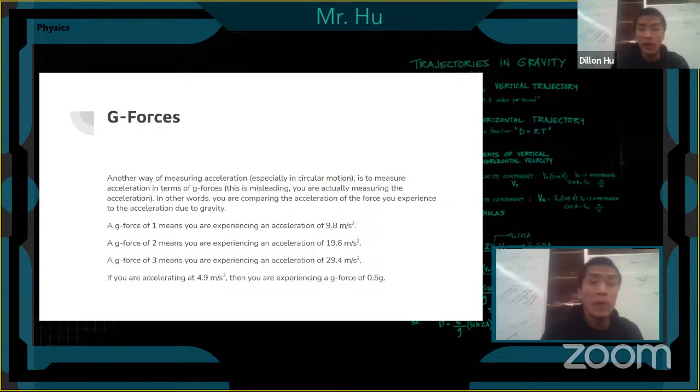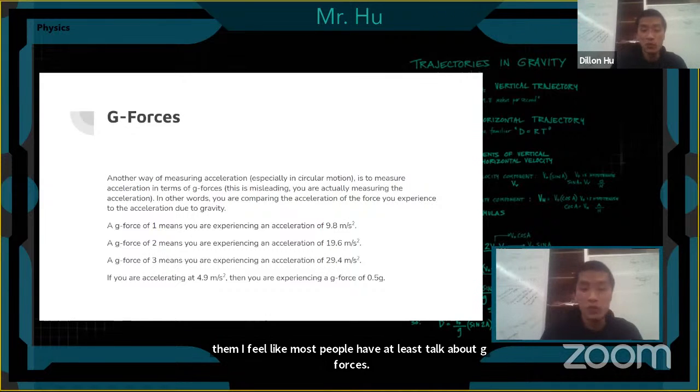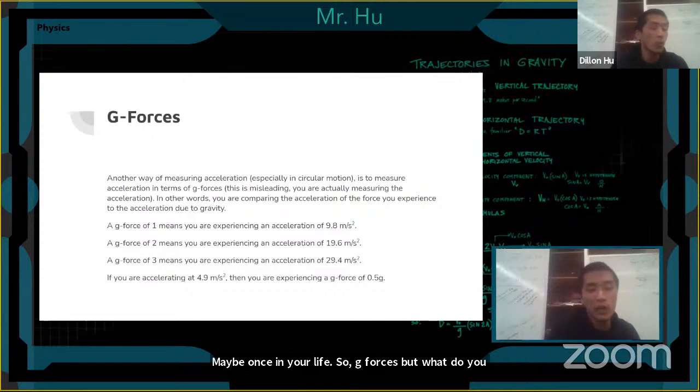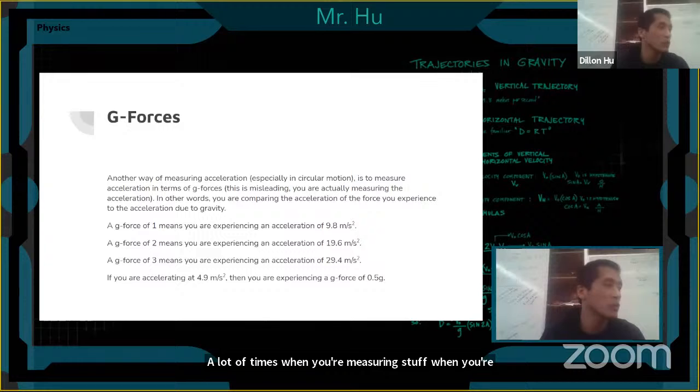So one of the main ways you will see centripetal force in real life is when we talk about something called G-forces, which you may or may not have heard about, but I feel like most people have at least talked about G-forces maybe once in your life. G-forces are just another way of measuring acceleration. This is especially true in circular motion. A lot of times when you're measuring the acceleration of objects that are going in circles, you're actually measuring it in terms of G-forces, not in terms of meters per second squared.